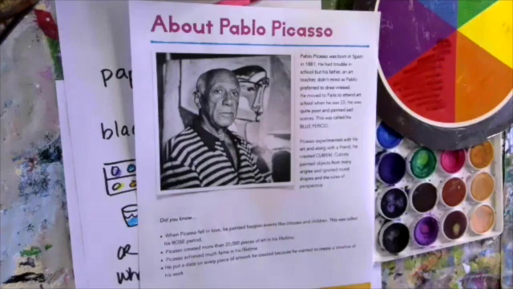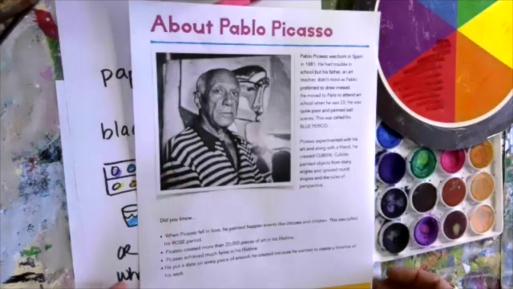Picasso experimented with his art and along with a friend, he created Cubism. Cubists paint objects from many angles and ignored round shapes and the rules of perspective. Here's a picture of what Pablo Picasso looked like.